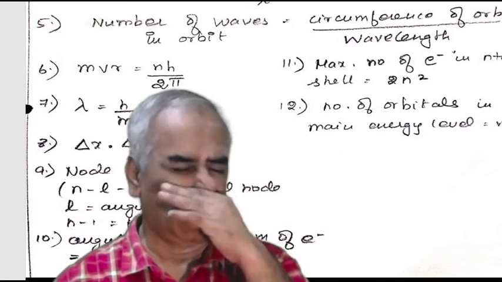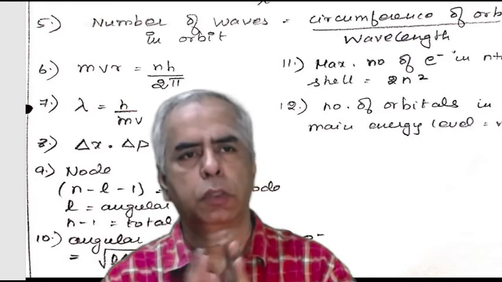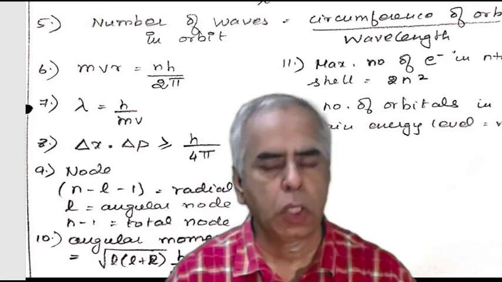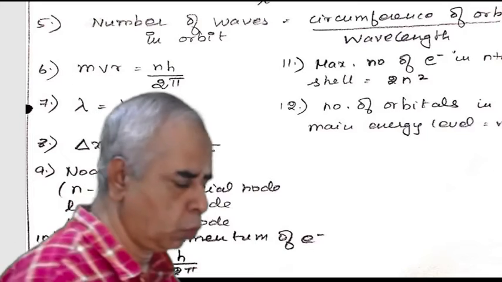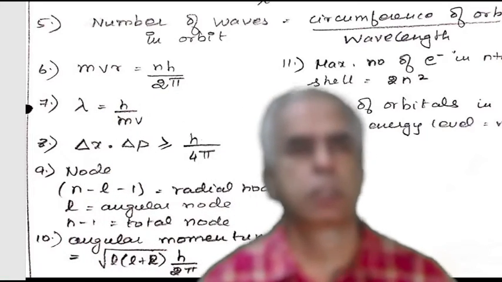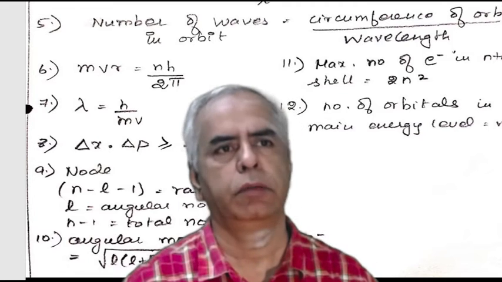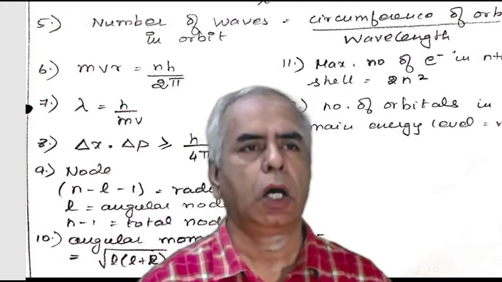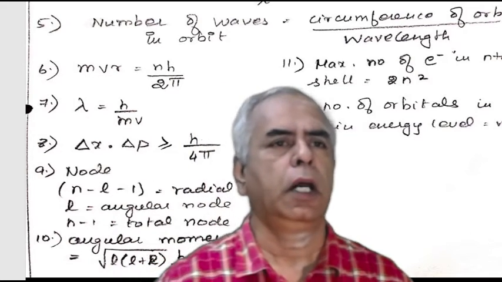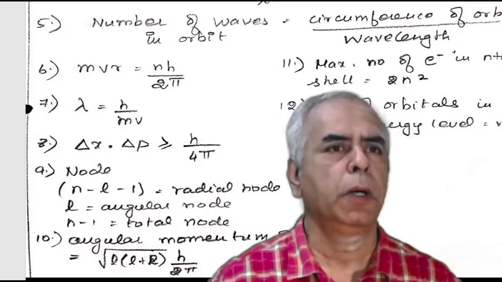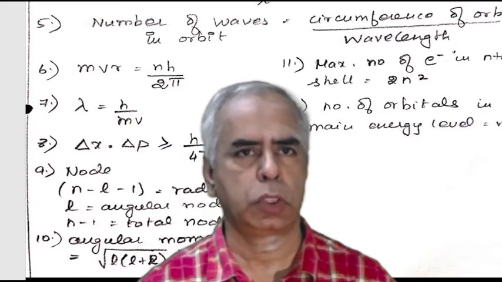Then, according to Bohr's concept, we talk about the angular momentum, is it not? So mvr is equal to nh by 2 pi. As you know, m is the mass of the electron, v is the linear velocity, and r is the radius of the particular orbit, and n is the integer number, h is Planck's constant, and of course pi is constant.